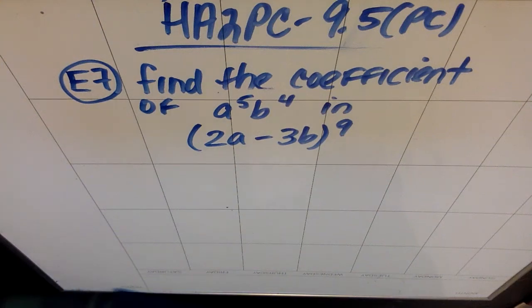All right, this is Honors Algebra 2 Pre-Calculus, and we're back with 9.5 in Pre-Calc, which is the Binomial Theorem. In example 7, we are asked to find the coefficient of a to the fifth, b to the fourth in the expansion of the quantity 2a minus 3b to the ninth.